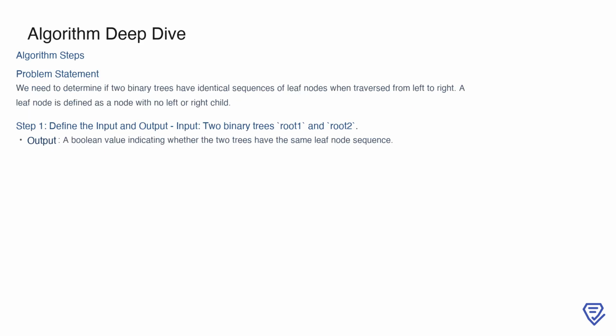To solve this problem, we need to determine if two binary trees have identical sequences of leaf nodes when traversed from left to right. A leaf node is defined as any node that does not have a left or right child. In other words, these are the terminal nodes of the tree. The input to our algorithm will be two binary trees, which we will refer to as root1 and root2. The output will be a Boolean value, true if the two trees have the same sequence of leaf nodes, and false otherwise. This sets the stage for our solution, where the focus is solely on the leaf nodes, ignoring the internal structure of the trees entirely.